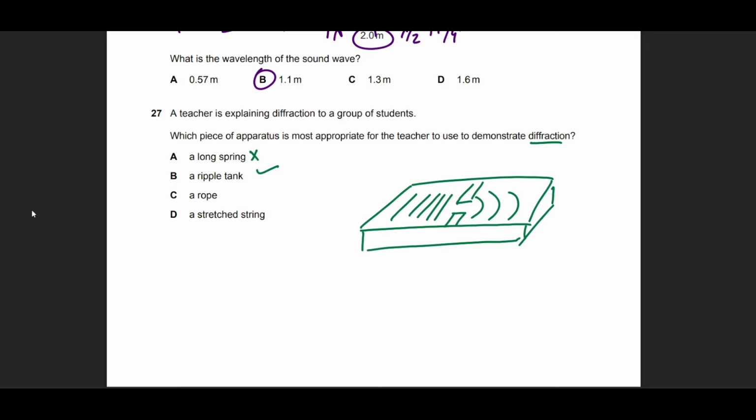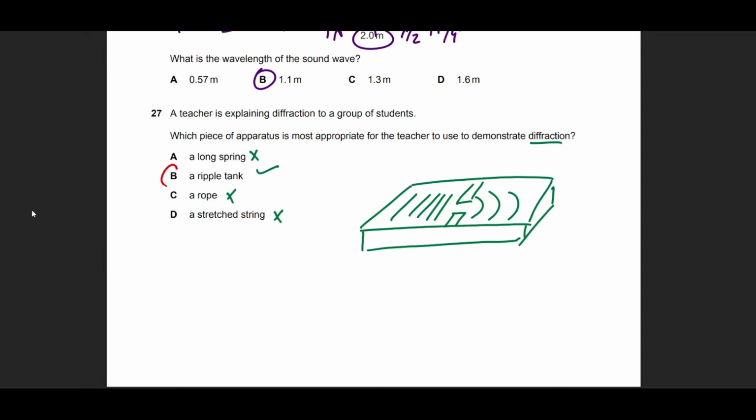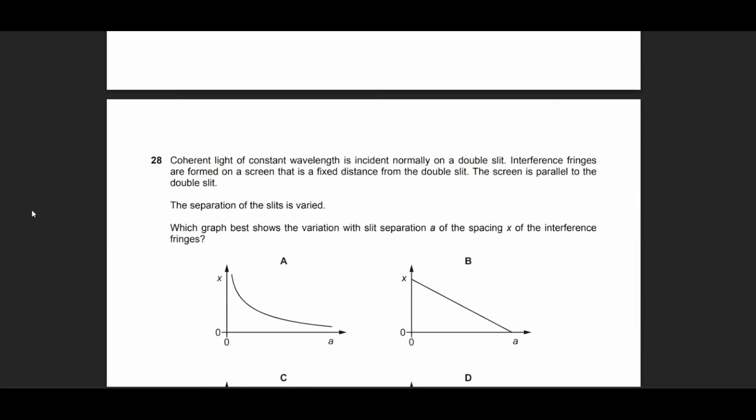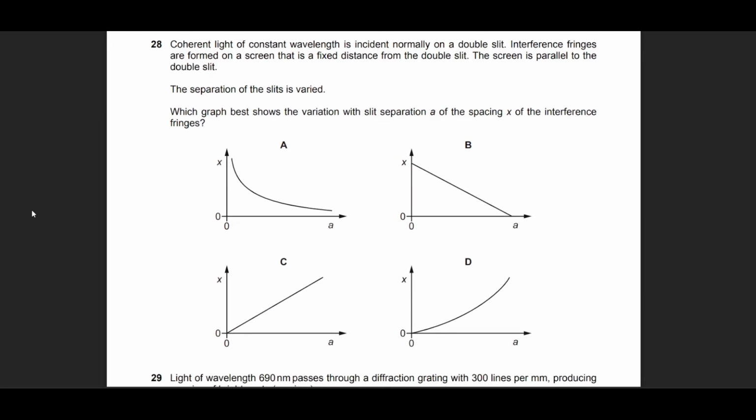A rope, no. Not possible with a rope to represent diffraction. A stretched spring, not really. Again, no, it doesn't do anything. So the correct answer would be option B in this format. Primarily, this is how they actually discovered what diffraction was. They were experimenting with water waves, and they realized that when you pass it through a narrow gap, it becomes a circular wavefront, which is peculiar. Okay, so question number 28.